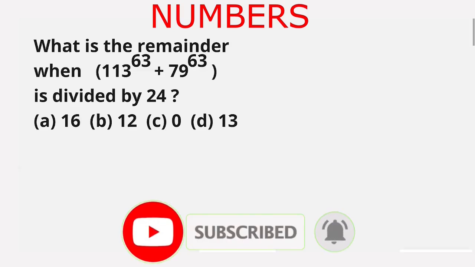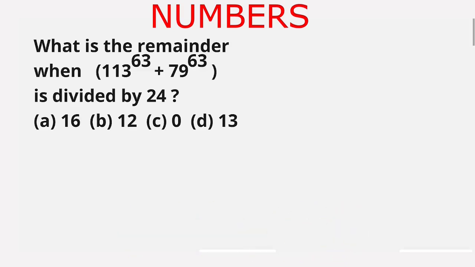The given number is 113 to the power 63 plus 79 to the power 63. As 63 is an odd number, therefore 113 plus 79 is a factor of the given number, and 113 plus 79 is equal to 192.